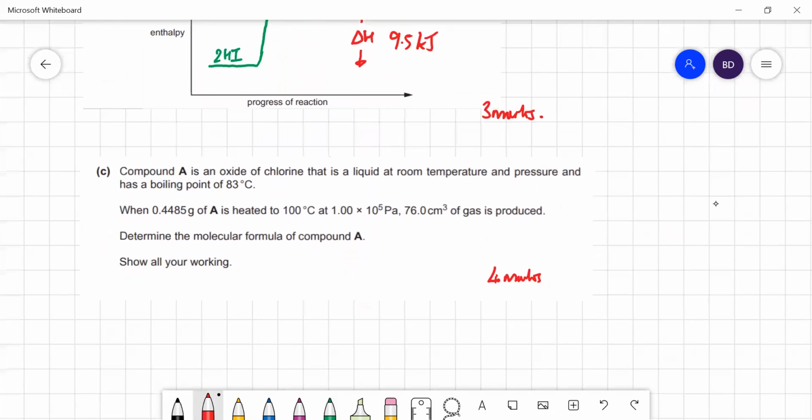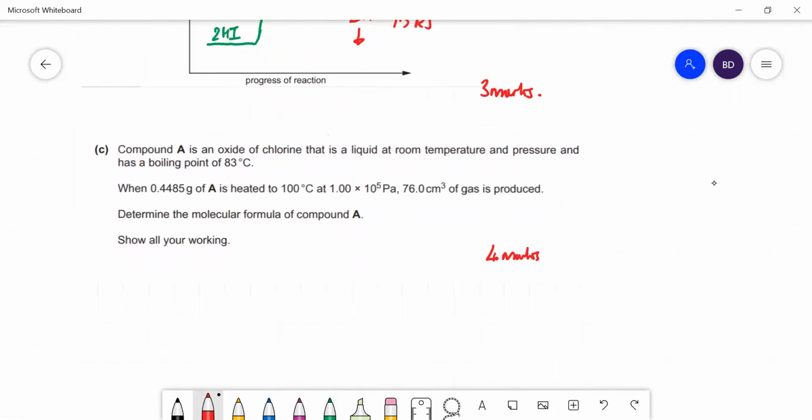Okay, compound A is an oxide of chlorine that is a liquid at room temperature and pressure. Okay, so it's an ideal gas equation. So we've got to find out the molecular formula of compound A. 4 marks for this. Well, there are 2 equations you've got to use. One, of course, is the ideal gas equation, PV is equal to nRT. N is the number of moles. So we're going to rearrange that to get n, which is PV over RT.